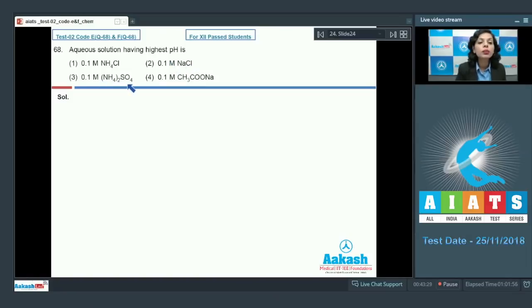Further, we have ammonium sulfate, a salt of the strong acid H2SO4 and the weak base ammonium hydroxide. So definitely its pH is less than 7.